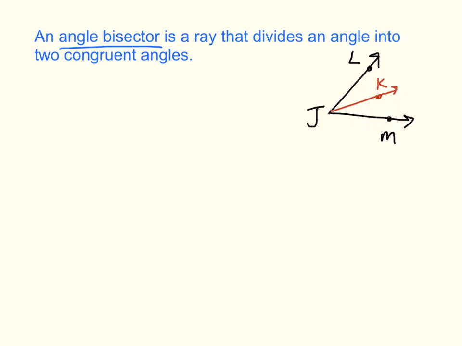Therefore, what do we know? If we know that this is a bisector, we know these two pieces are congruent. Therefore, we could say the measure of angle LJK would be equal to the measure of angle KJM, which is what I've let be true using these arc marks. Because the measurements are equal, we can say angle LJK is congruent to angle KJM.